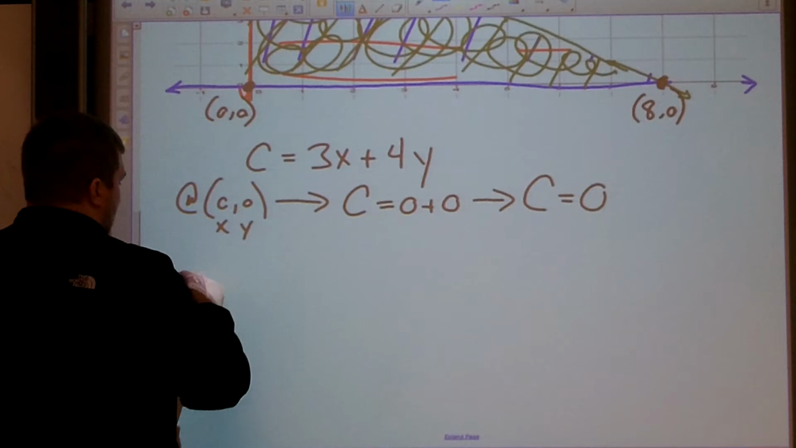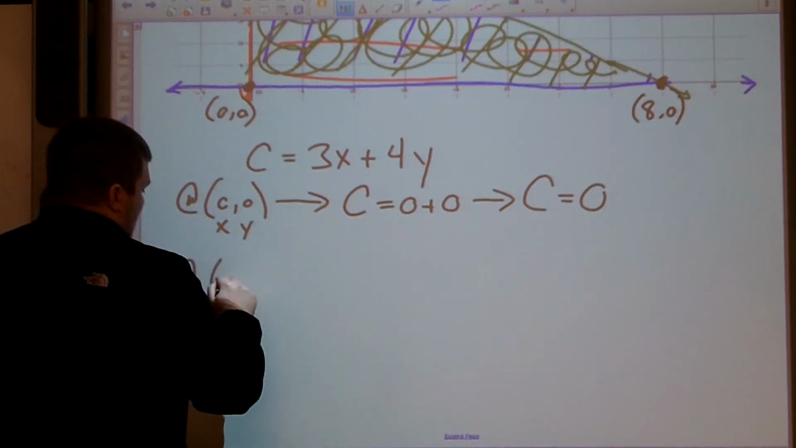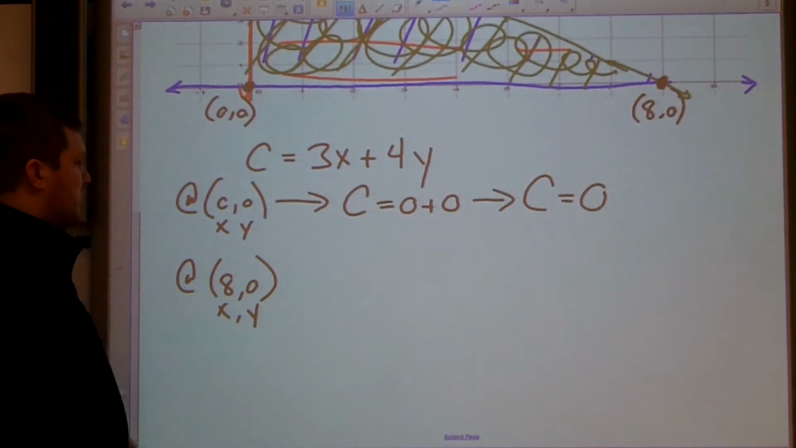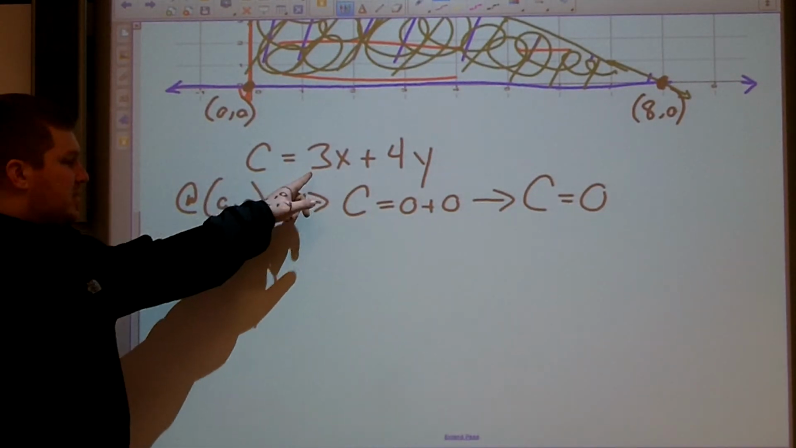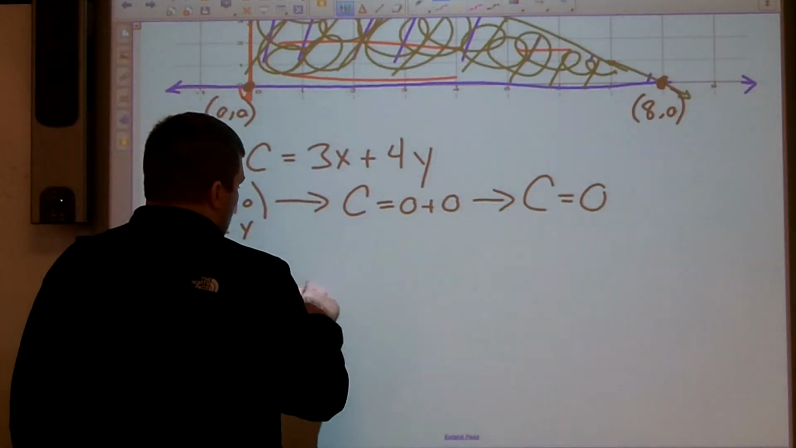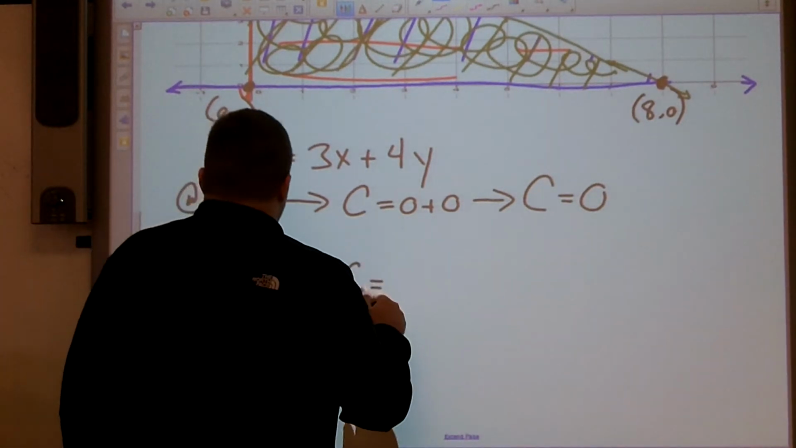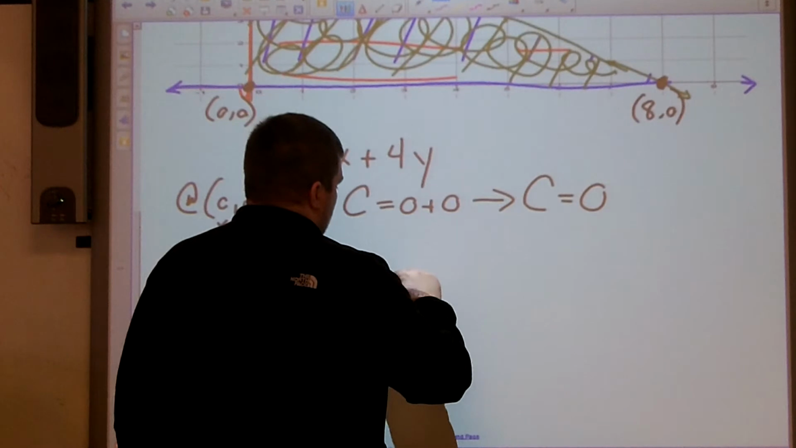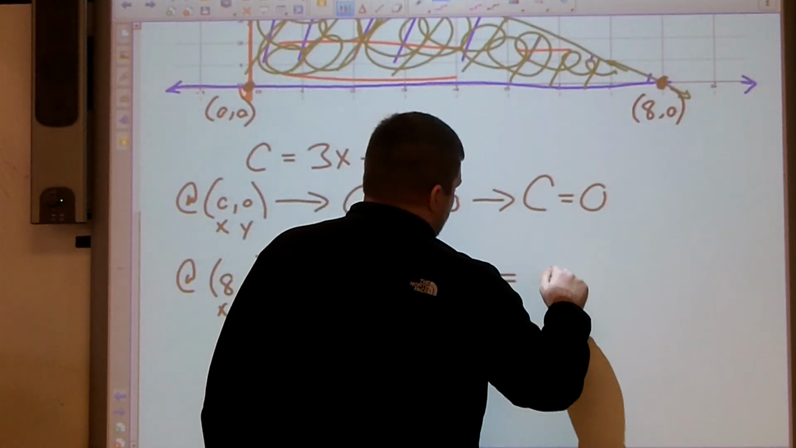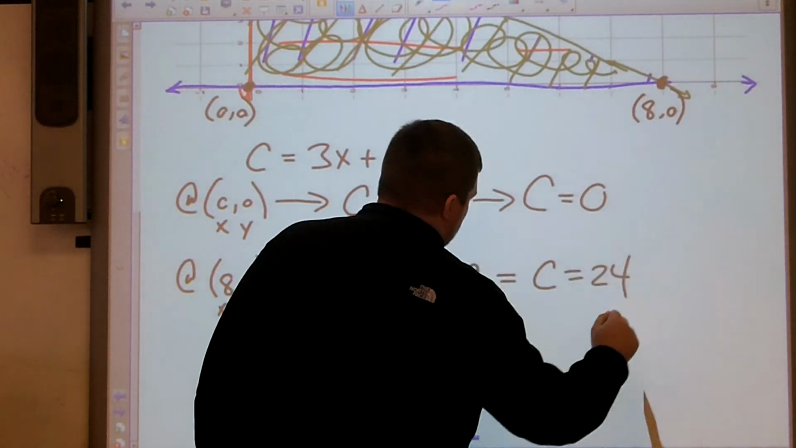So my next one was at (8, 0). Now that's my new x and my new y. So everywhere I see an x now, I'm putting in an 8. Everywhere I see a y, I'm plugging in a 0. So c is equal to 3 times 8, which is 24, and then 4 times 0, which is 0. So c is equal to 24.